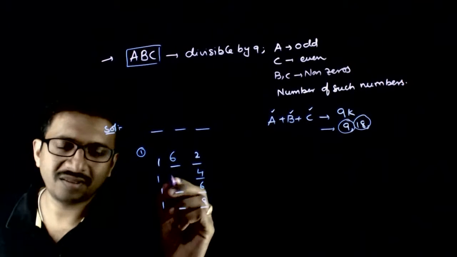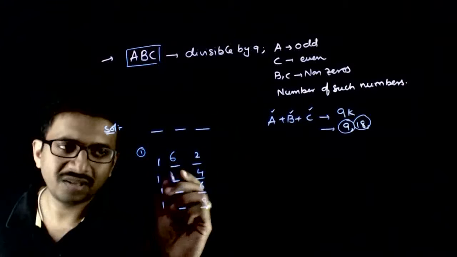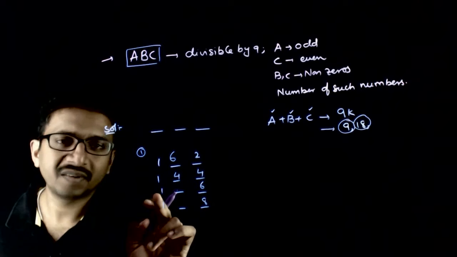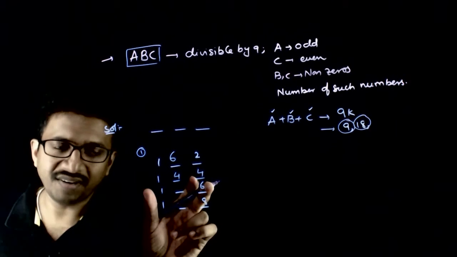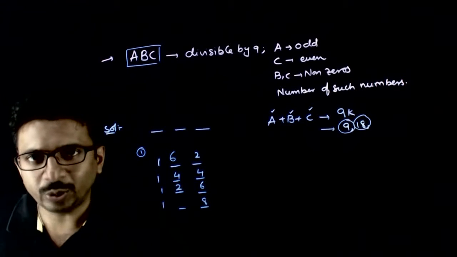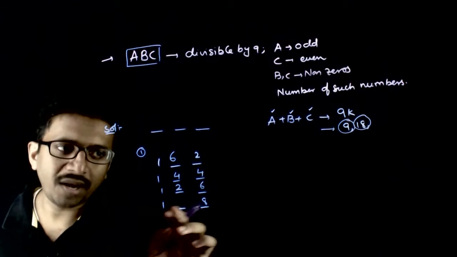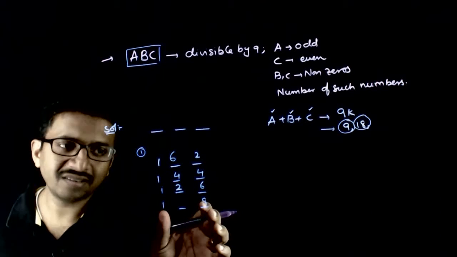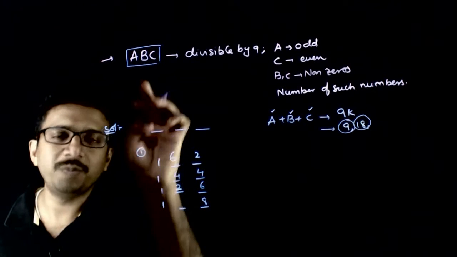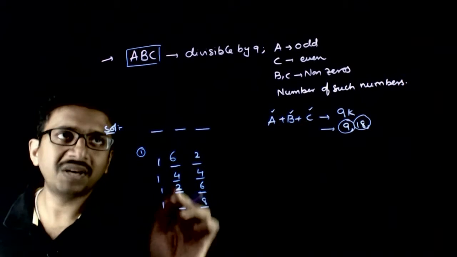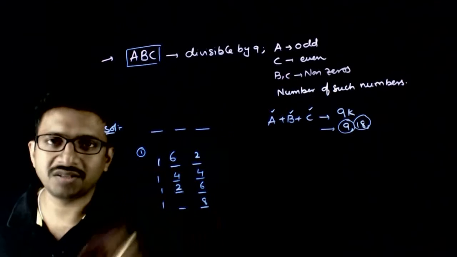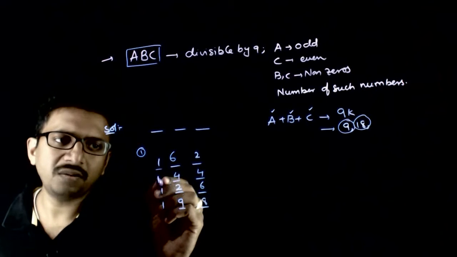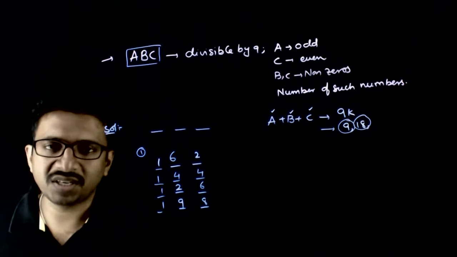Say 1 and 4: if this is 1 and 4, the next digit should be 4, giving 1, 4, 4. And with 1 and 6, the sum is 7, so the next digit has to be 2 such that the sum is 9. With 1 and 8, the sum is 9 already, so the middle digit B can be either 0 or 9, but 0 is not valid because B is non-zero, so it has to be 9. So if the first digit is 1, we have 4 different 3-digit numbers that are possible.